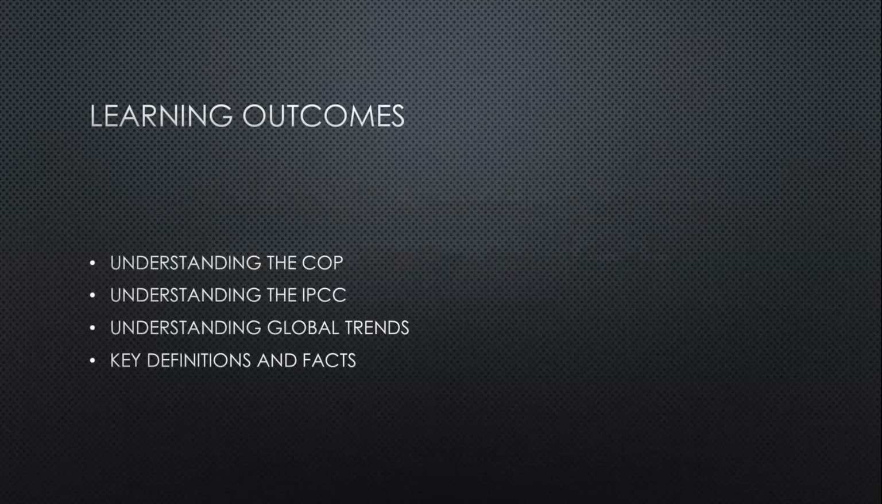Climate change on the international scale. What are the learning outcomes for today? Let me just remind you, if you have any questions, you can feel free to use the chat box. I have another device connected, so I'm going to be able to see your remarks and questions. Our learning outcomes for today are only 4, and we won't spend too much time. Number 1, understanding the COP; understanding the IPCC; understanding global trends; and finally, a few key definitions and facts from what we've learned so far throughout this course.